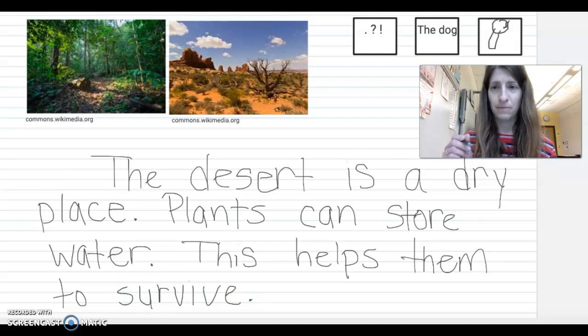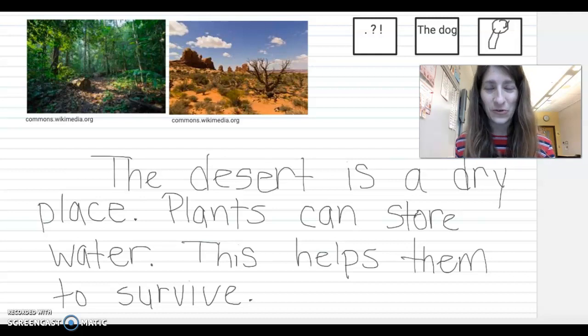So again, capitals, periods, details. Try a story of your own and see if you can include those 3 parts.